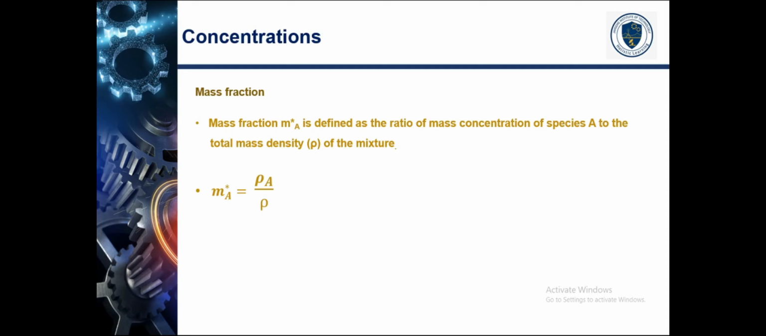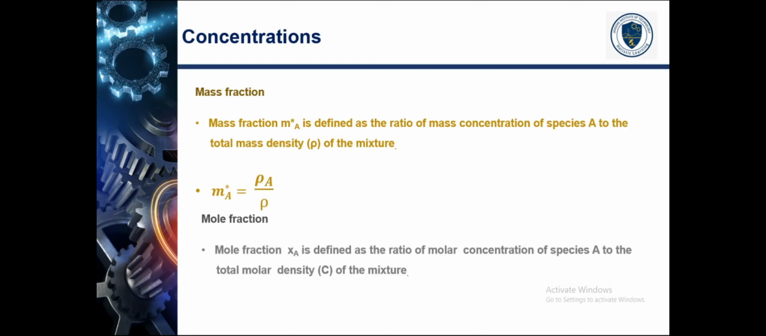The next parameter is mole fraction. The mole fraction is defined as the ratio of molar concentration of the species A to the total molar density of the mixture. It is represented by the symbol XA, XA is equal to CA by C. Here CA represents the molar concentration of the species A, and C represents total molar density of the mixture. In the same way, mole fraction for species B can be represented as XB is equal to CB by C.